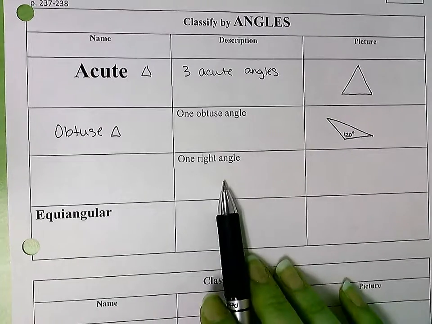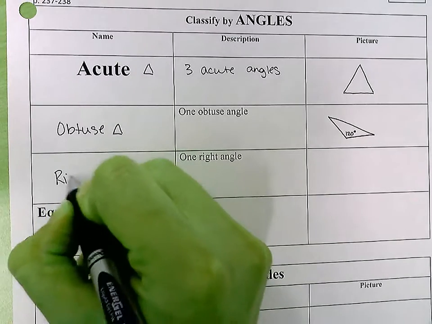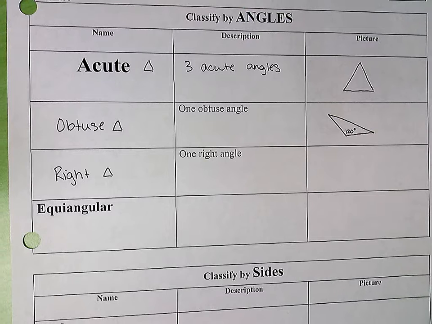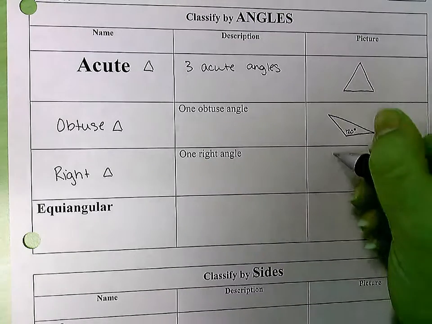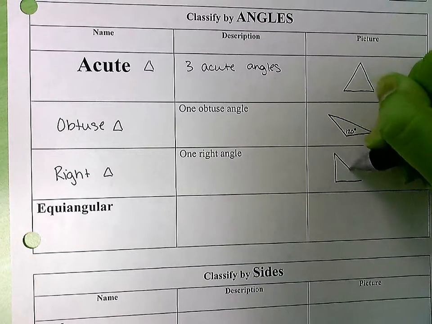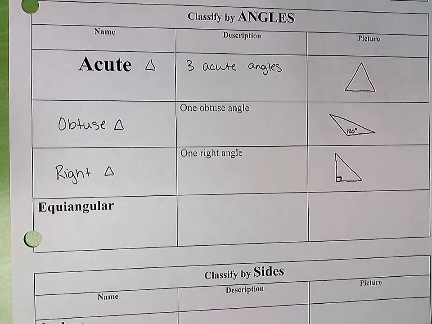My next type, if I have one right angle, that would be a right triangle. One right angle means that angle is equal to 90 degrees. Your picture here would be my right triangle, and I'd put that box in that one corner where that angle is 90 degrees.